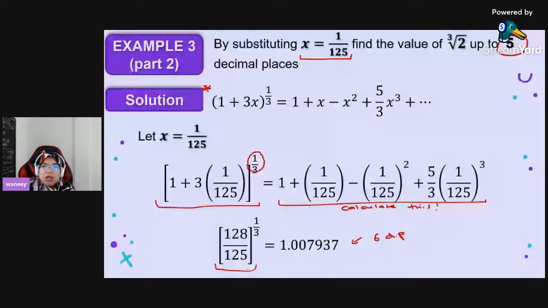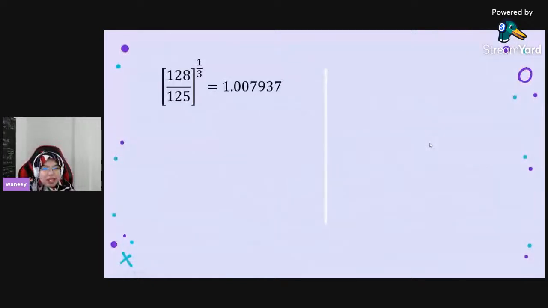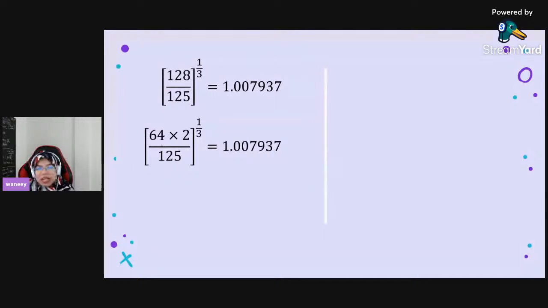So this is my aim. I want to get cube root of 2. So now from 128 over 125, let us find out if we have any number. Usually a square number, now a cube number. So now 128 over 125, 1 over 3 is 1.0079. If I find out the cube number for them, then it will become 64 multiplied with 2 over 125.